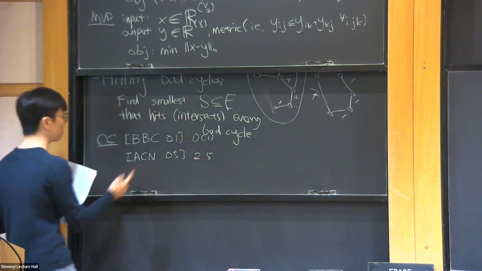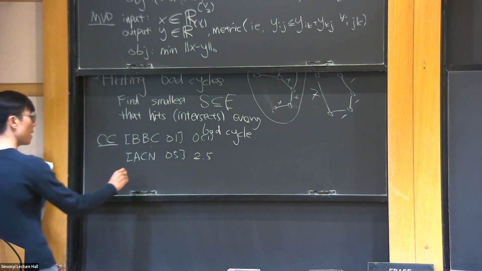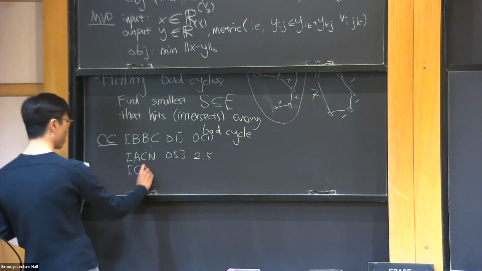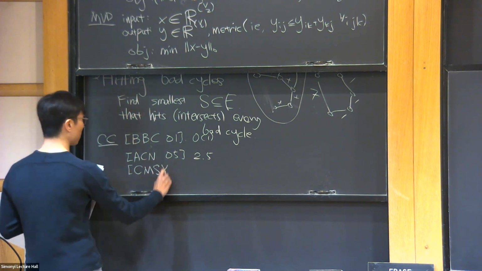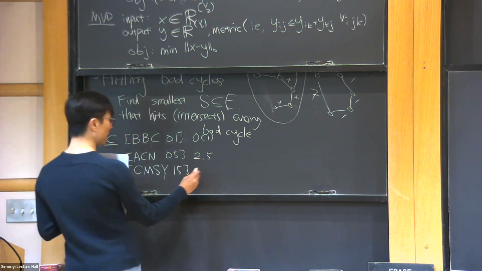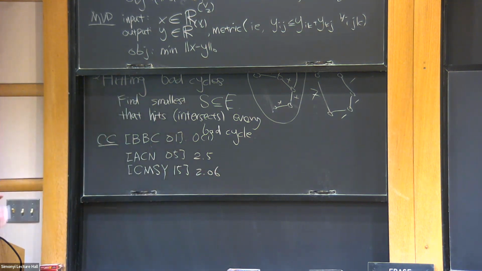Actually, I'm going to talk about this paper later as well. So 2.5 approximation, and then 10 years later, this paper by Chawla, Makarychev, Schramm, and Yaroslavtsev. They slightly improved the constant to 2.06. And this constant is basically minimizing the number of minus edges plus plus edges, relative to the optimal. Exactly.